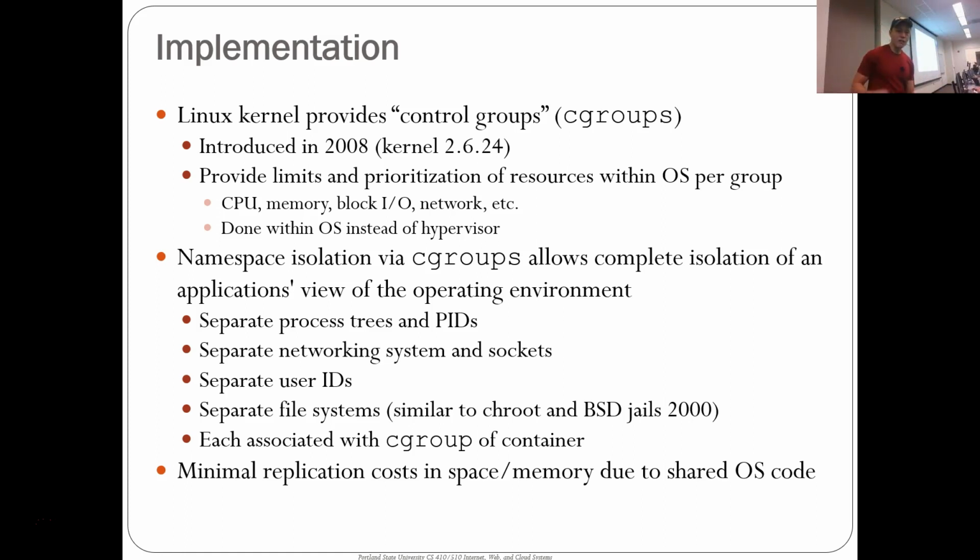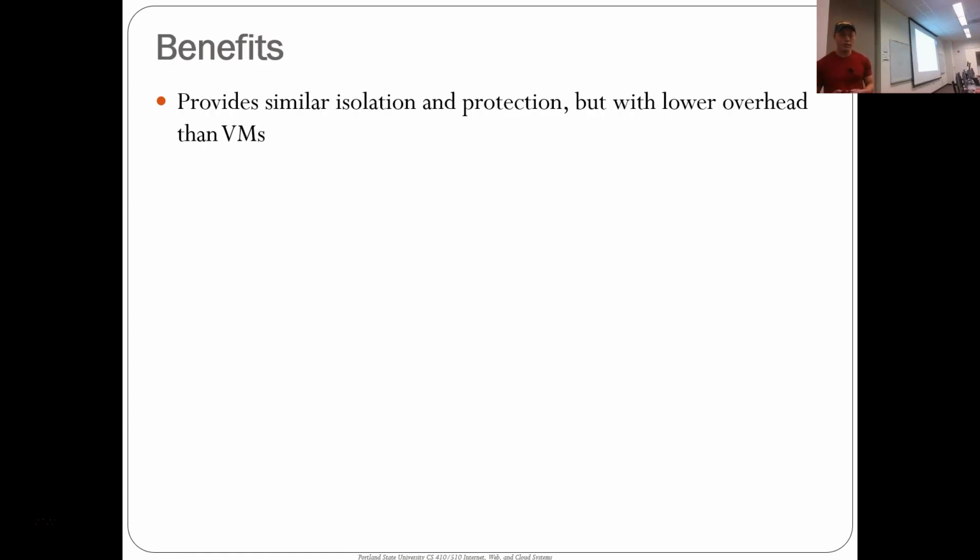Okay. The benefit of this is that you have very minimal replication costs in space and in memory for all of that shared operating system code. In the VMs, if you had 3 Linux VMs, you're copying all of that code across each VM. Here, they're sharing all of the Linux code. So the kernel is only in memory once.